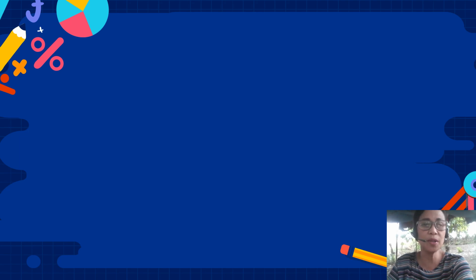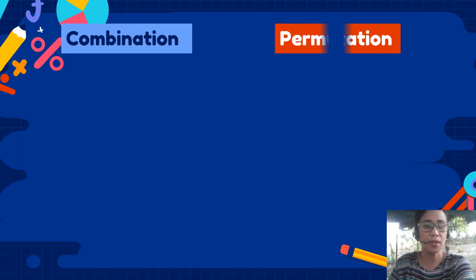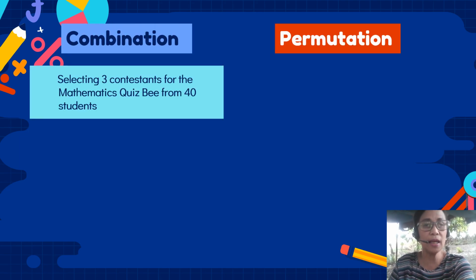Now, here are some of the clues on how to detect whether a problem is a combination or a permutation. So, example number 1. Selecting 3 contestants for the mathematics quiz bee from 40 students. So, there are 40 students. That's your collection of objects, but you have to select only 3 at a time. So, a perfect example of a combination.